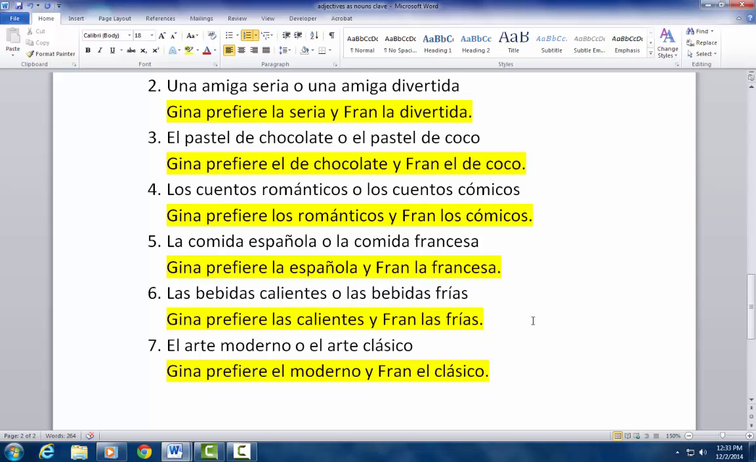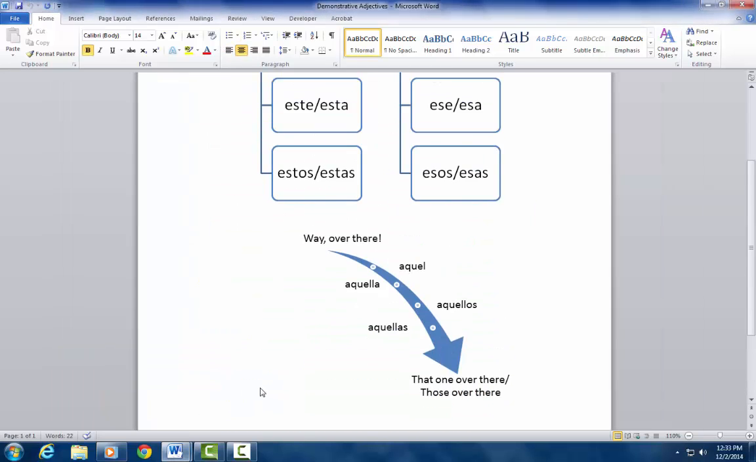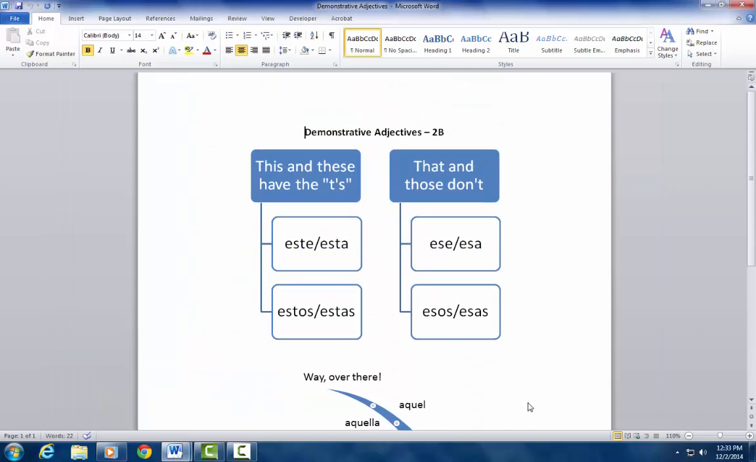Okay, so there's another activity on this page. We're not going to do that right now, but this hopefully gives you a good idea how to use adjectives as nouns. It's a very simple, straightforward topic. Okay, so if we move on in our packets to the following page, we have some notes that we're going to fill in now on demonstrative adjectives.